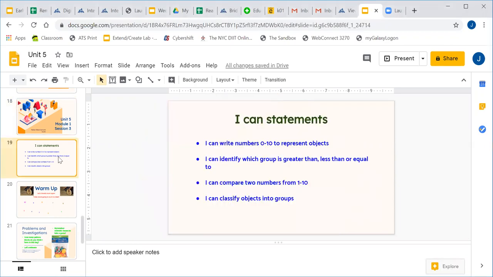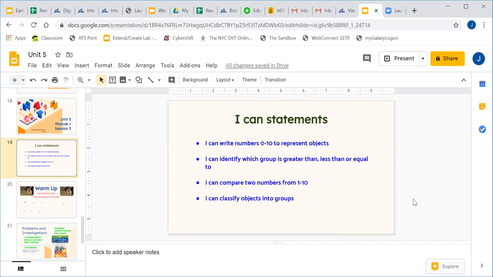All right, so let's start with our I can statements. As always, I can write numbers 0 to 10 to represent objects. I can identify which group is greater than, less than, or equal to. I can compare two numbers from 1 to 10. And I can classify objects into groups.